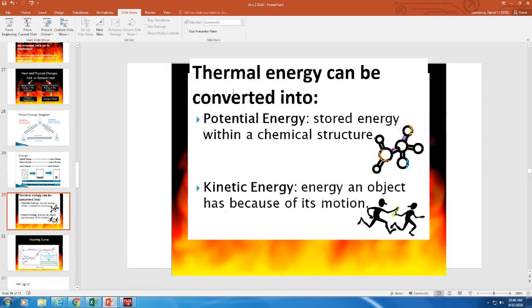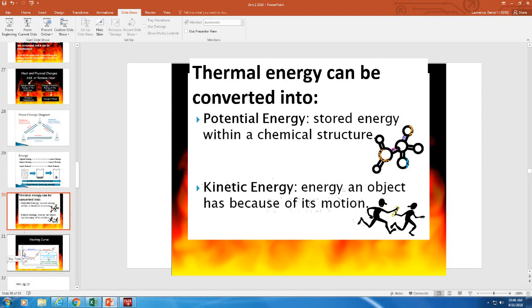So again, thermal energy can either be converted into potential energy, which is stored energy in a chemical structure, or it can be converted to kinetic energy, which is energy the object has because of its motion, its speed. More speed, more kinetic energy.